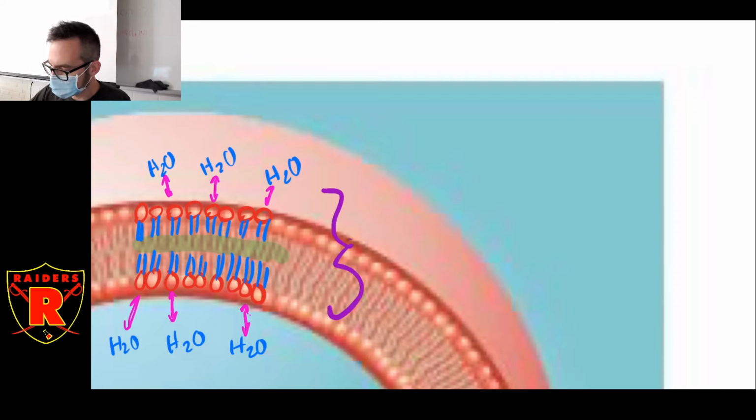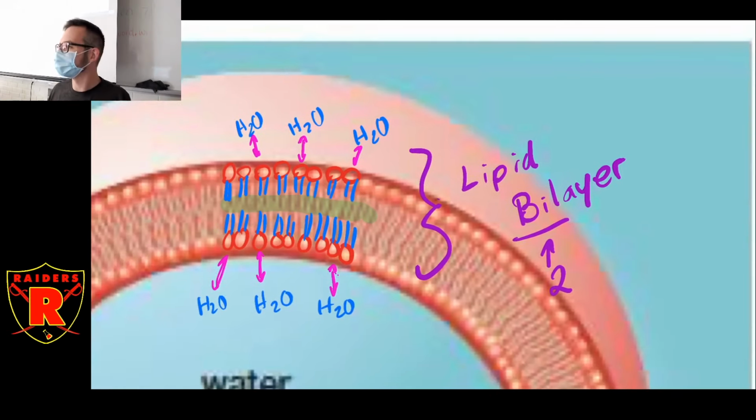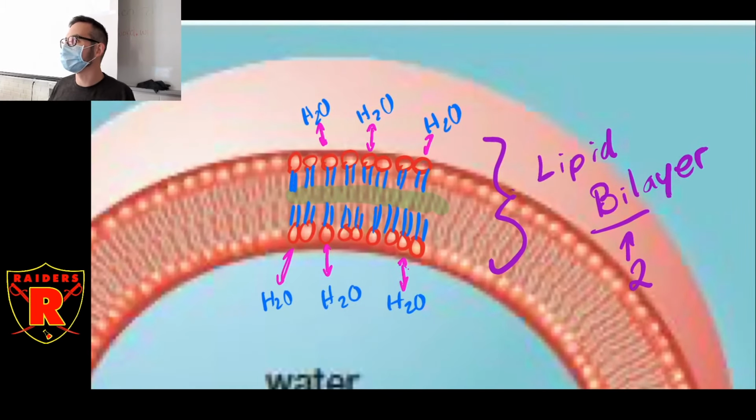So collectively, this together is called a lipid bilayer. The reason it's called a bilayer is because bi means two, right? Like a bicycle, two wheels. So a bilayer just means it's a two-layer layer, okay? So that's the basic structure of the cell membrane: it's made of fats with a little phosphate stuck to them, and they're lined up in this layer around the outside.